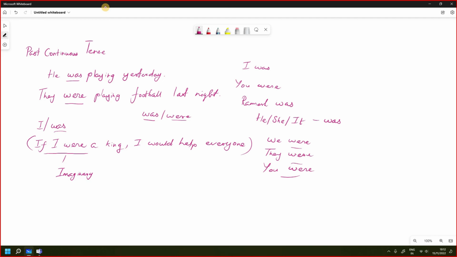So when I say he was playing football last night, I'm trying to say that at that point of time the person was playing football. So when I went to his home, he was playing football. When I went to his home, he was watching TV. So we are only talking about an action that is going on. This is the use of the past continuous tense.